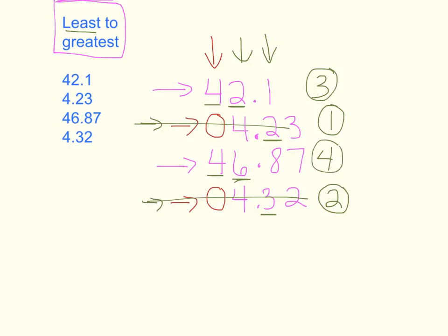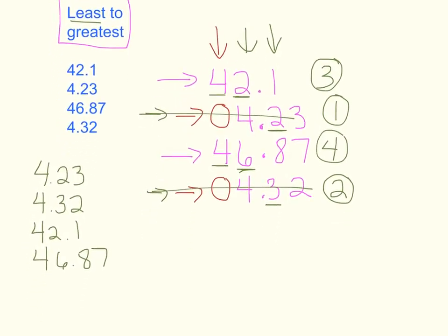It's the last number. So I would rewrite these in order: 4 and 23 hundredths, 4 and 32 hundredths, 42 and 1/10, 46 and 87 hundredths. Now be careful, because we don't want to make the mistake of thinking that the number of digits has anything to do with how big the number is. You always want to start on the furthest place to the left, start comparing there, and then go from there to the right.